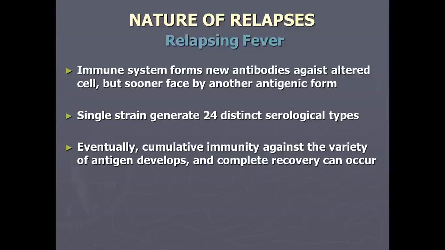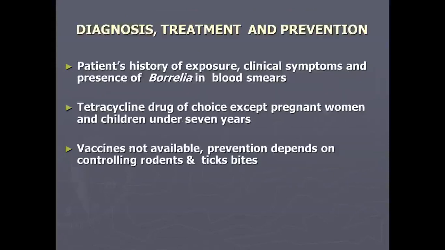So you may have 1, 2, 3, 4, 5 episodes of relapsing spikes in the body, and you have 3, 4, 5 multiple antibodies available. These multiple antibodies cumulatively act against the organism, and complete recovery can occur.